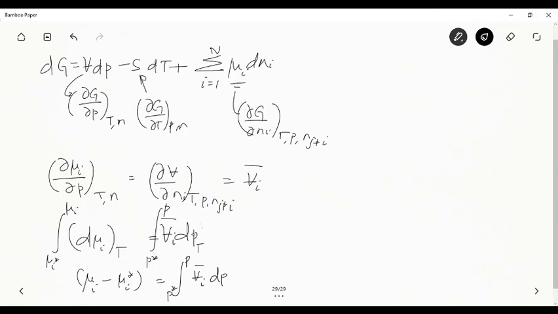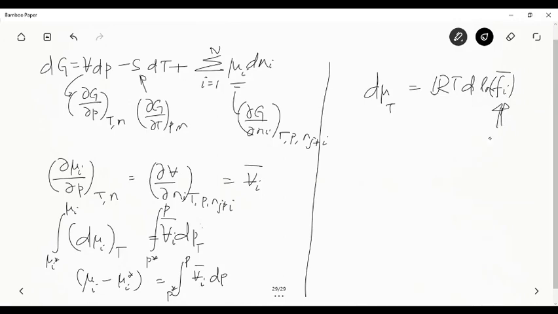So this is one expression that we would have, and we also wrote that d mu i is equal to RT d log fi bar. Now this fi bar is the fugacity of the component i as it exists in the mixture. Unlike in the case of a pure substance, where we defined d mu i as RT d log fi, where fi is the fugacity of the pure substance, in this case d mu i would be RT d log fi bar, where fi bar is the fugacity of the substance as it exists in the mixture.